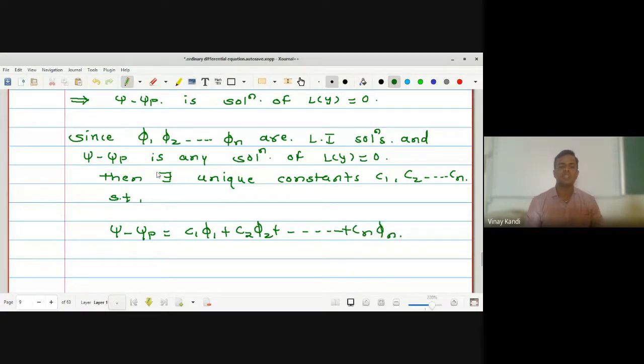We know that these are the linearly independent solutions, and psi minus psi p is any solution. Hence, we can write psi minus psi p as a linear combination of phi 1, phi 2 up to phi n, where all these ci's are constants. Any doubt up to here? No, sir. So here we proved that psi is equal to psi p plus c1 phi 1 plus c2 phi 2 plus up to cn phi n.